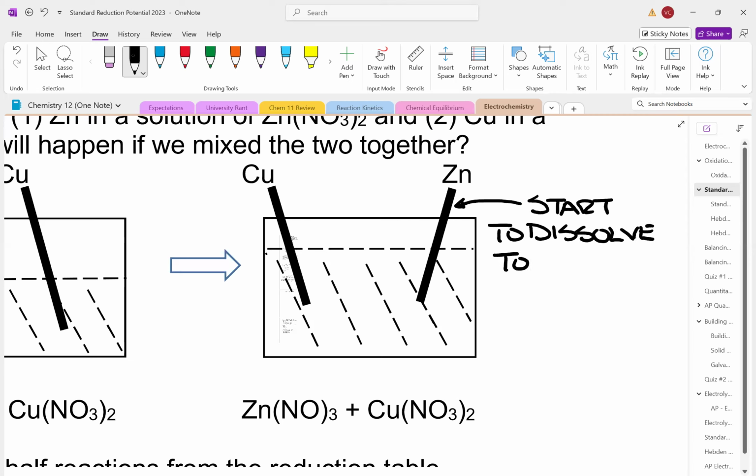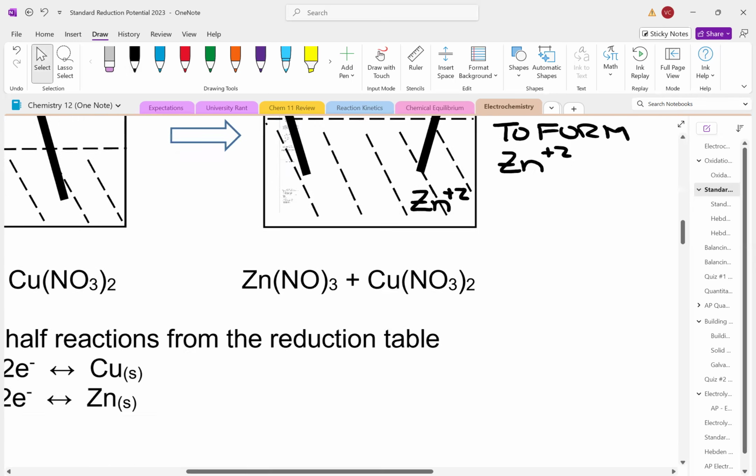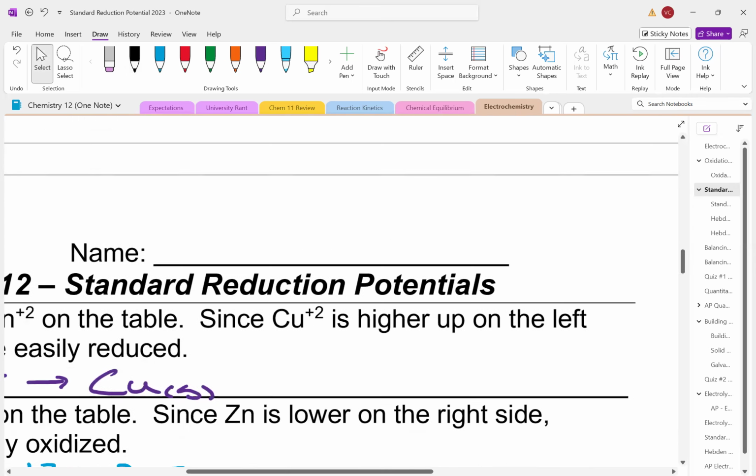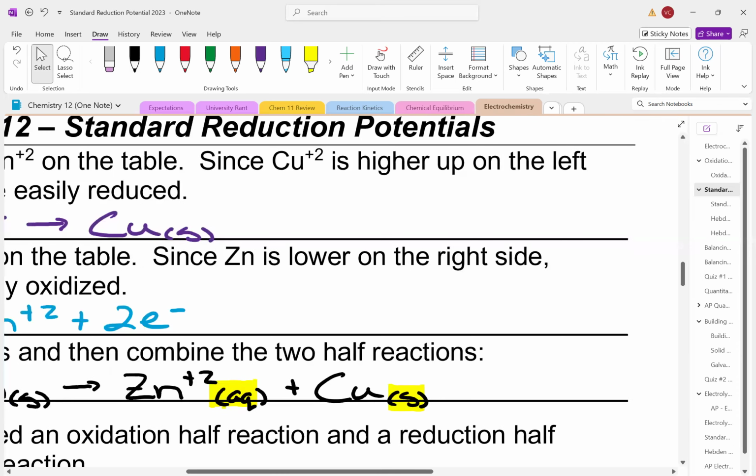To form zinc plus 2 ions. Okay, so we would start getting zinc plus 2 ions. That is why, when we take a look here, we have the aq.